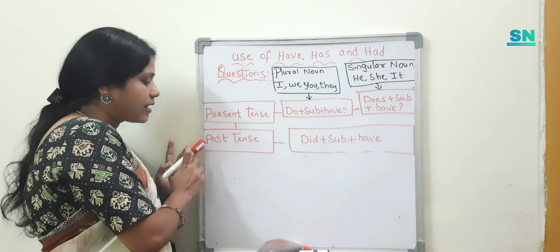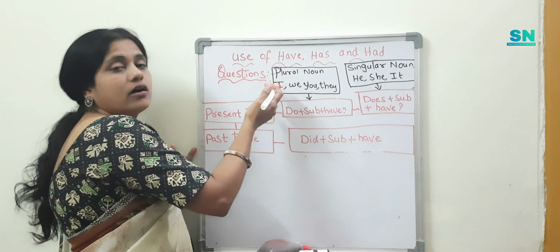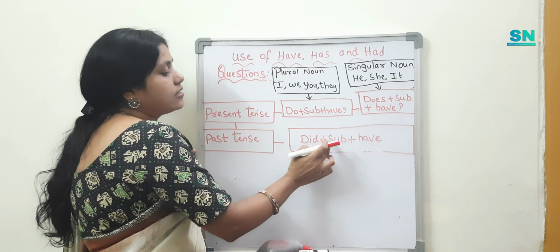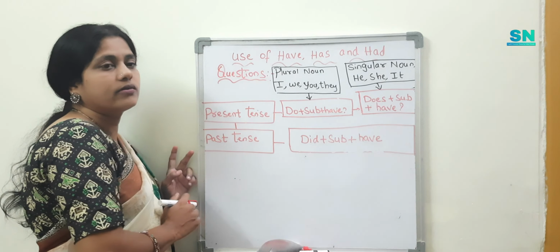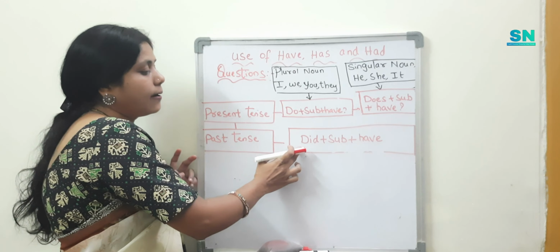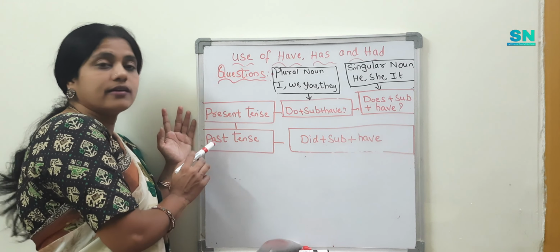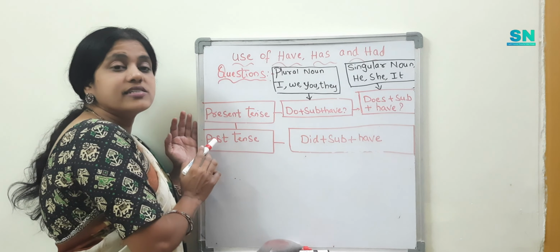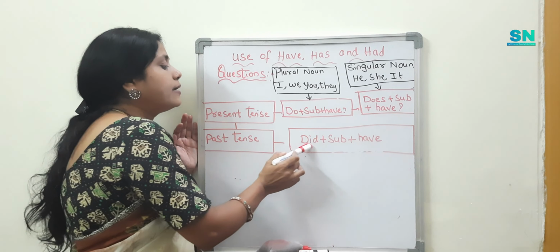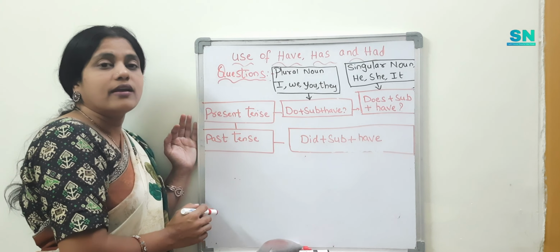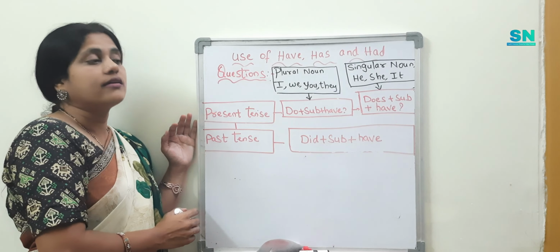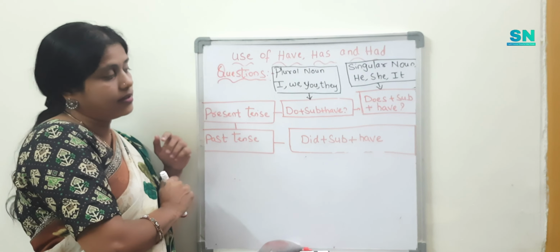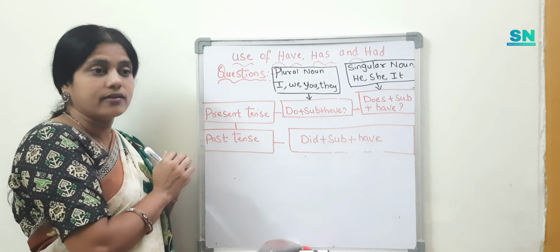Now past tense. ఒక సెంటెన్స్ ఇంకా పాస్ట్ టెన్స్ లో ఉంటే ఐదర్ ద సబ్జెక్ట్ ప్లూరల్ నౌన్ లో ఉండొచ్చు, సింగులర్ నౌన్ లో ఉండొచ్చు. మనం ఏం యూజ్ చేయాలి? డిడ్ ప్లస్ సబ్జెక్ట్ ప్లస్ హ్యావ్. డిడ్ దే హ్యావ్ ఎ గుడ్ టైమ్ ఎస్టర్డే?